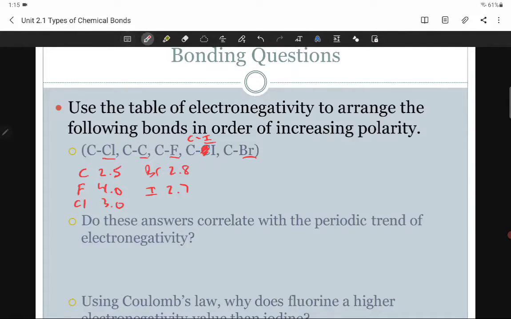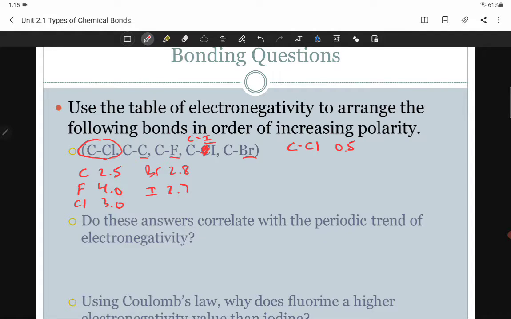Okay, so what we're going to do is we're going to examine a bond and just subtract the two numbers. And we're always going to go higher to lower. So carbon's 2.5, chlorine is 3.0. So I'm not going to write the math down, but 3 minus 2.5 will give you a 0.5 difference. And the lesser difference will be more nonpolar, and then we'll get a little more polar.